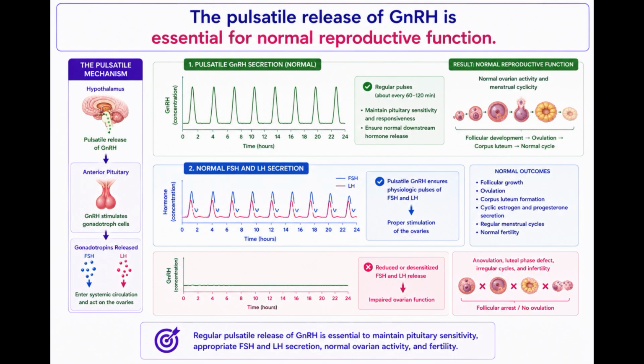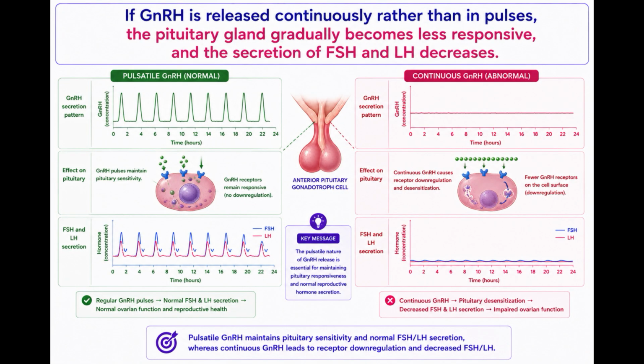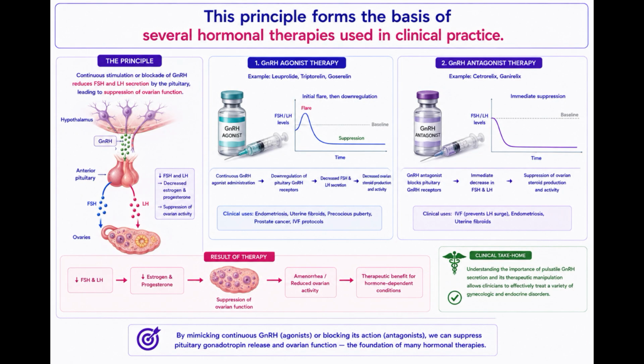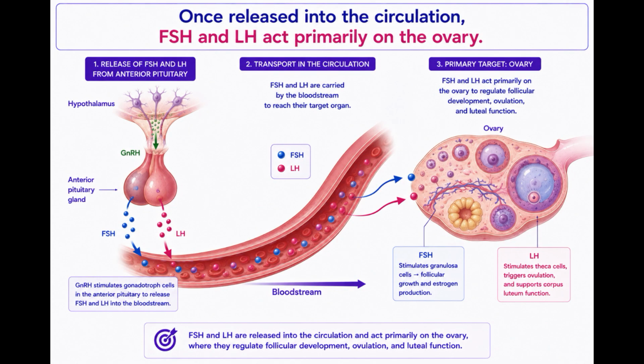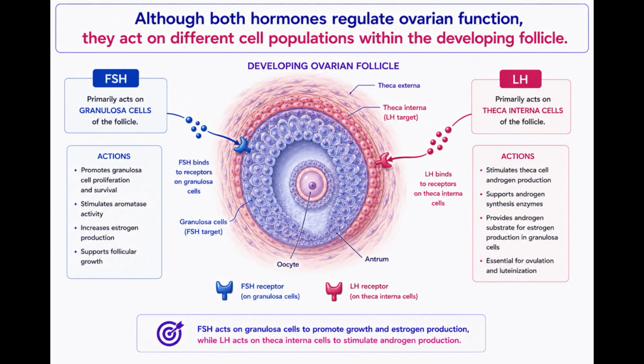The pulsatile release of GnRH is essential for normal reproductive function. If GnRH is released continuously rather than in pulses, the pituitary gland gradually becomes less responsive, and the secretion of FSH and LH decreases. This principle forms the basis of several hormonal therapies used in clinical practice. Once released into the circulation, FSH and LH act primarily on the ovary. Although both hormones regulate ovarian function, they act on different cell populations within the developing follicle.